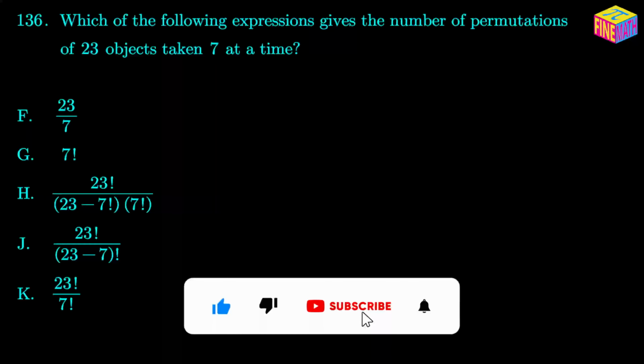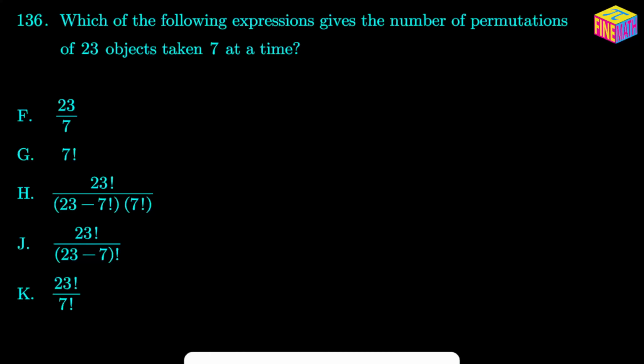So let's get started. Here the question says, which of the following expressions gives the number of permutations of 23 objects taken 7 at a time? This is a very basic question from the concept of permutation and combination. The two fundamental formulas that we know from the concept of permutation and combination are kind of like this.